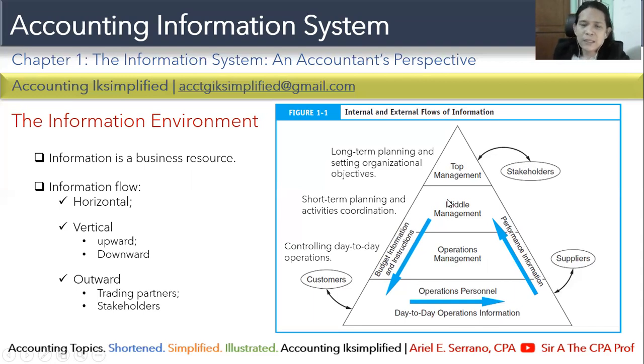Now, when it comes to middle management, they need it for short-term planning and activities coordination. Okay? When it comes to top management, what they need information for most is long-term planning and setting the organizational objective. Their decisions are no longer specific to production, because they also use the other information that they get from other departments, from other functions of the organization, for long-term planning and decision-making, to set the organizational objectives. Okay, this is strategic planning.